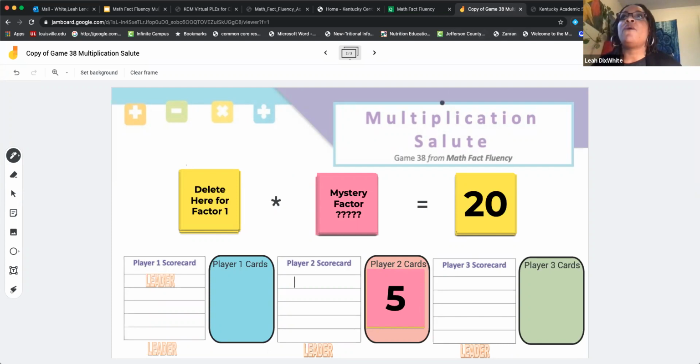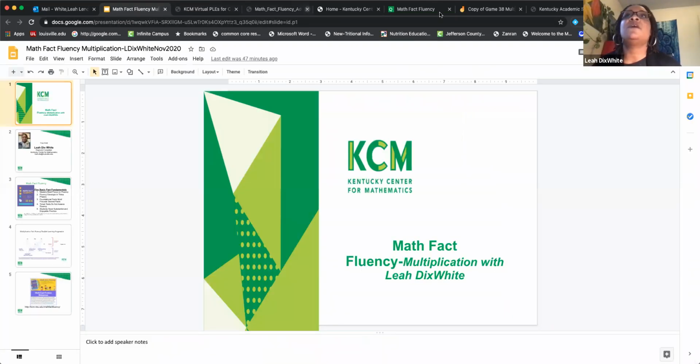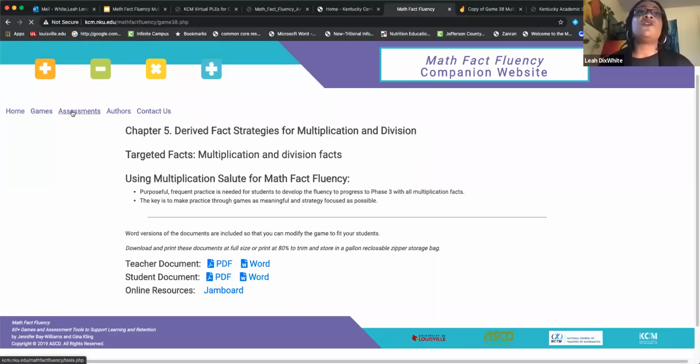There's also other games on the website if you wanted to, sorry, let me stop sharing so I can get to where I was. Okay, all right, here we are. And so from there, you can check out all the different Jamboards. Not all of the games are on the website. We have about 40% of the games from the book on the website for you to access in this way. And there's also assessments.